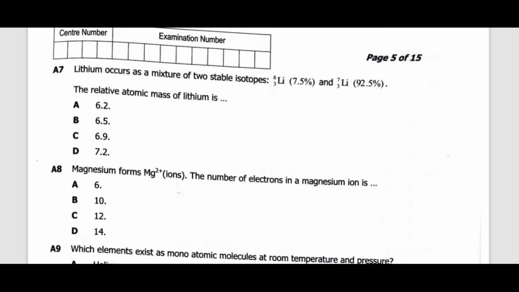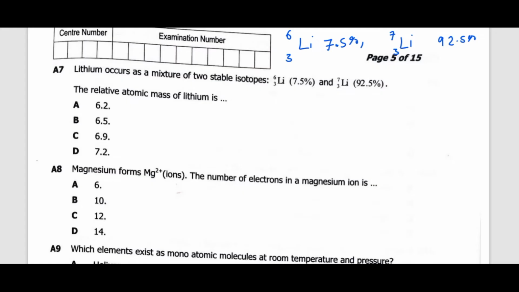Lithium occurs as a mixture of 2 stable isotopes. So we have the first one, this is Li, with the mass number of 6, atomic number of 3. Then the abundance is this number, 7.5%. Then we have another atom with the mass number of 7, atomic number 3. Then the abundance is 92.5%. Now, how do we calculate the relative atomic mass of lithium given the abundance and the mass numbers?